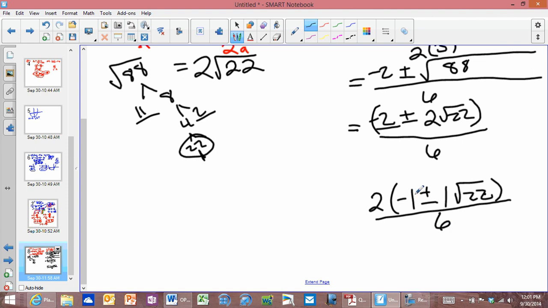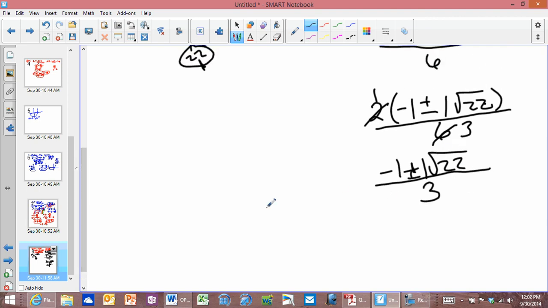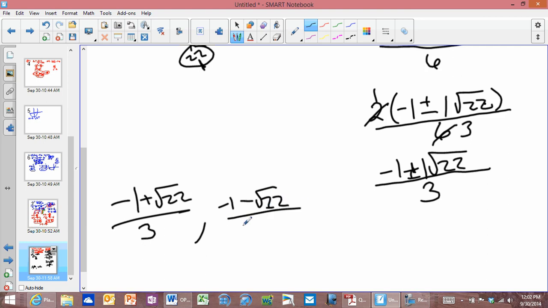All divided by 6. Now as soon as I have that out front and I've factored it, then I can simplify. When I simplify, I have a 1 and a 3 down here. When I keep writing this, I have negative 1 plus minus the square root of 22. I don't really have to write that 1 in front of the square root of 22, but I have to write that negative 1 all over 3. That's what your answer is going to look like for this one. If I had to write it as 2 separate answers, I would have negative 1 plus the square root of 22 over 3, and negative 1 minus the square root of 22 over 3.